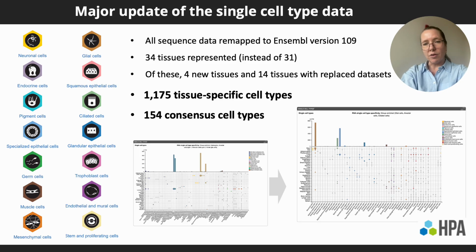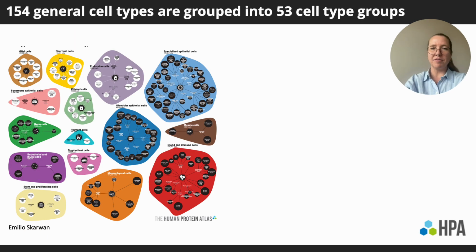Some of those cells are only present in one tissue, while others are represented in all of them, such as endothelial cells or fibroblasts. This is the old version to the left, and then to the right you can see the new overview. And although there is an increase from 81 to 154, you might see that the overview is slightly smaller. And this is due to an introduction of a cell type group level. And this is something that we have added now for a better overview. The 154 cell types are grouped into 53 cell type groups.